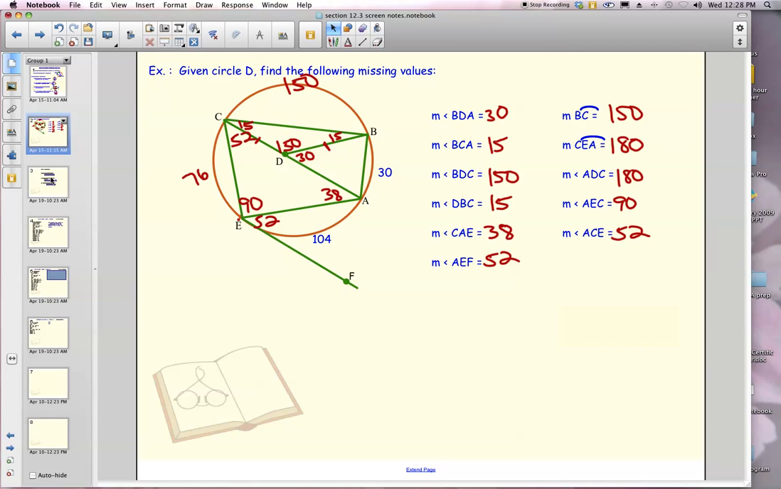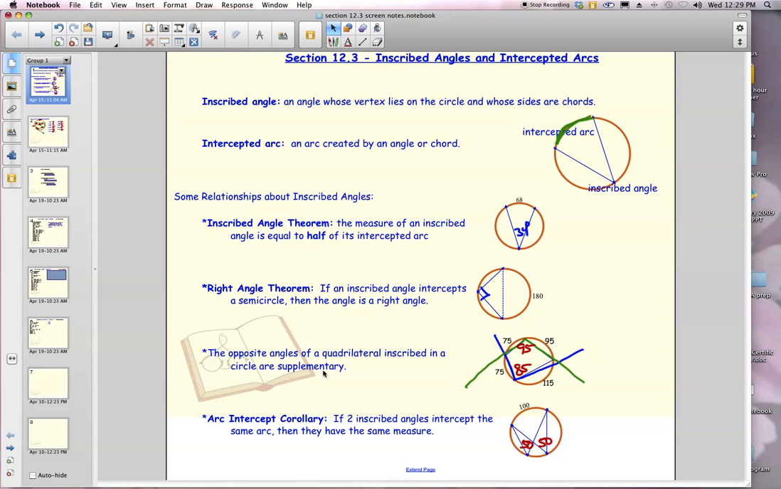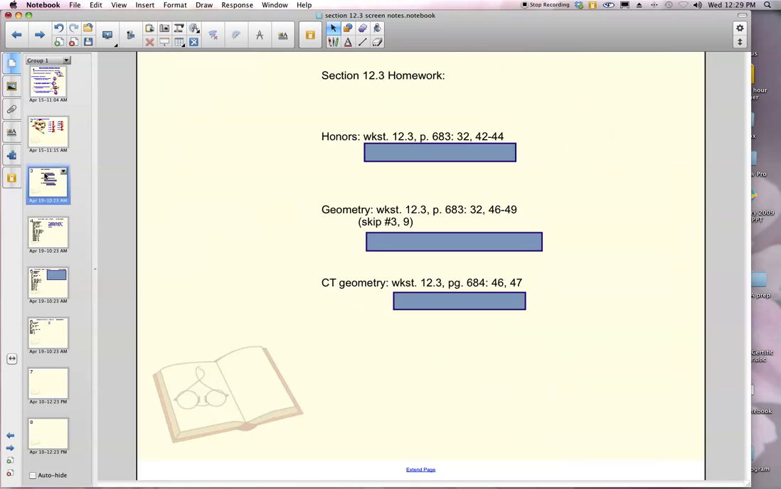That's a lot of little stuff, but that's okay. The theorems and stuff are right there for you, and your homework is as follows.